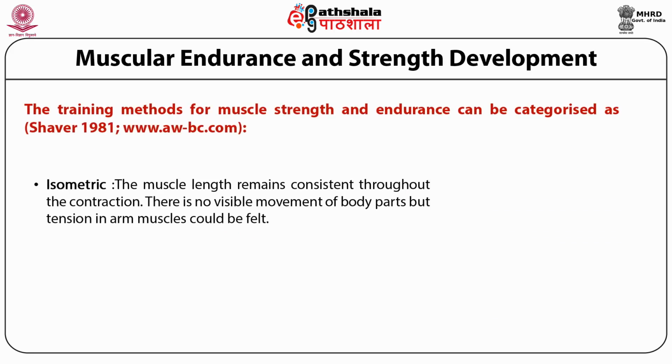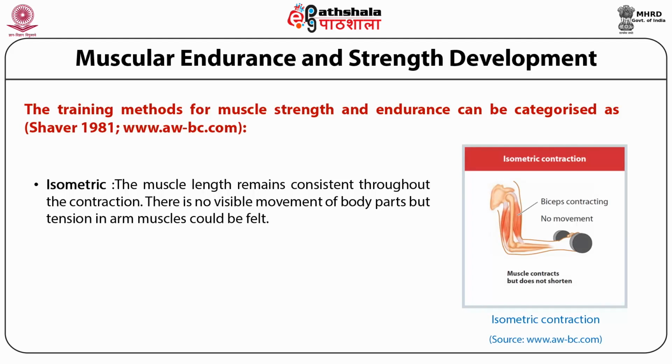The isometric type of training means that the muscle length remains consistent throughout the contraction. There is no visible movement of the body parts, but tension in the arm muscles can be felt. As we can see from these pictures, which show the isotonic and isometric contractions, in the isometric contraction it maintains the posture and the equilibrium. An example of an isometric contraction is when you hold a weight in your hand at arm's length in front of you, as can be seen from this picture. The arm is not moving, but you feel tension in your arm muscles. So, such a contraction is an isometric kind of contraction of muscles.